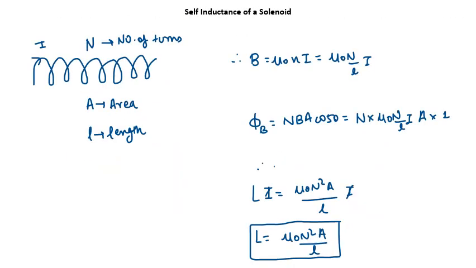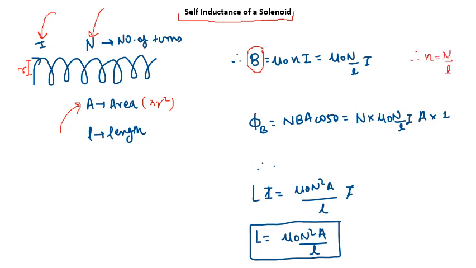Now let's come to a very important derivation: self-inductance of a solenoid. Suppose we have a solenoid with N number of turns, current passing through the solenoid is I, area of solenoid is A, where area means suppose radius is R, then area will be pi r squared, and l is length. So magnetic field will be mu naught n I, where n is number of turns per unit length, so N by l, and magnetic flux is N B A cos theta.